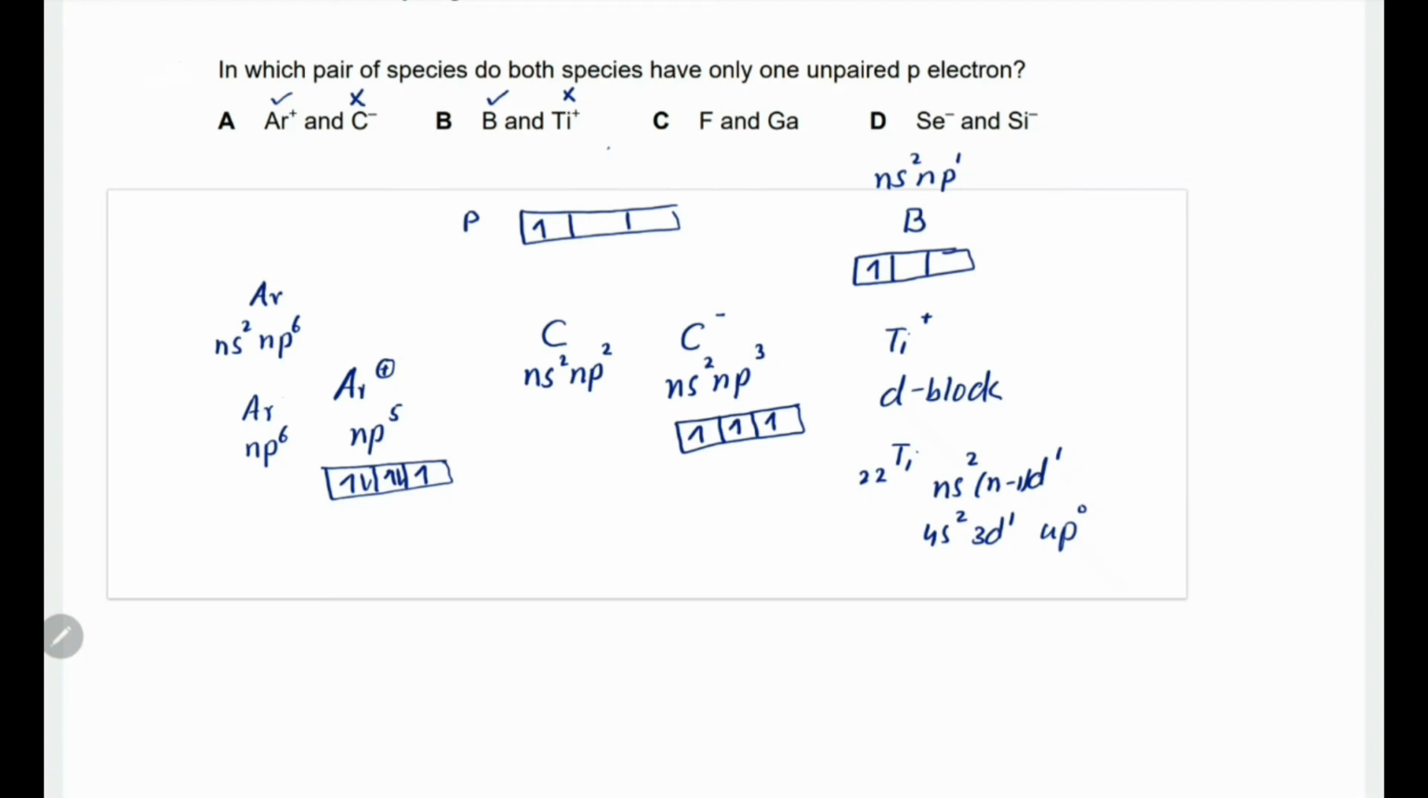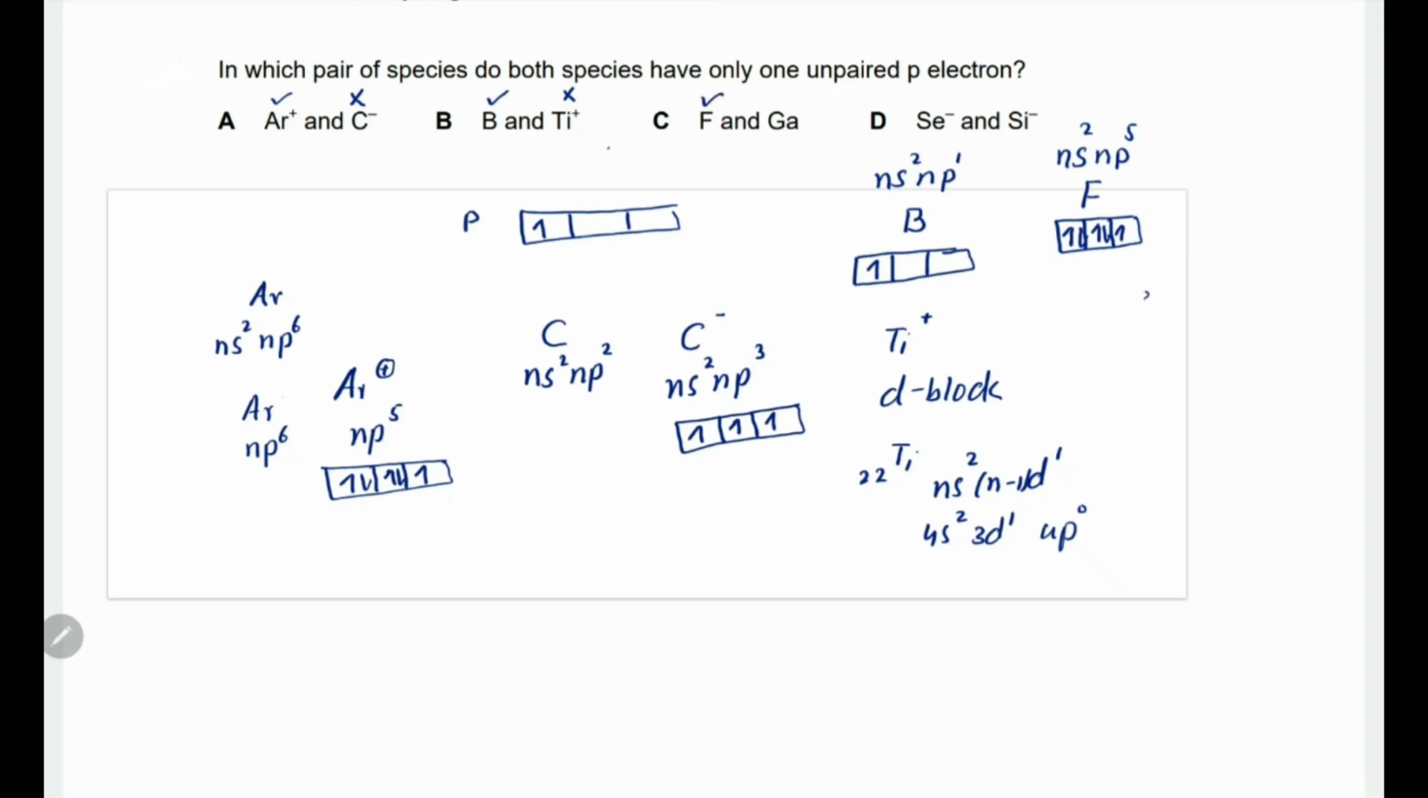Fluorine and gallium. Fluorine belongs to the 7th group, and 7th group elements have 7 electrons in their valence shell, that is ns2 and np5. If you look at fluorine, the p5 electrons are distributed in the orbitals as 1, 2, 3, 4, and 5th. So there is one unpaired p electron. So fluorine is according to the question.